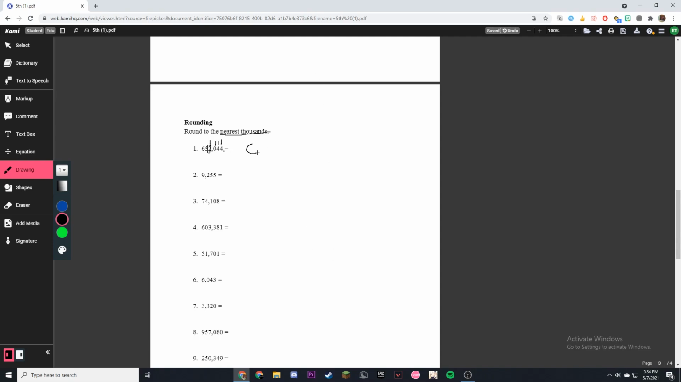For number 1, we have the number 652,044. When we're rounding, we always look to the number on the right. So in this case, that would be 0. When the number on the right is between 0 and 4, we round down. And when it's from 5 to 9, we round up.